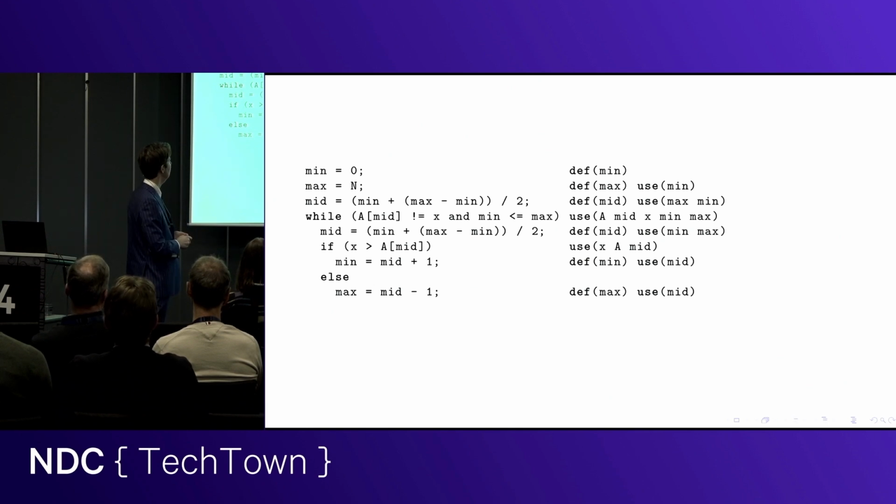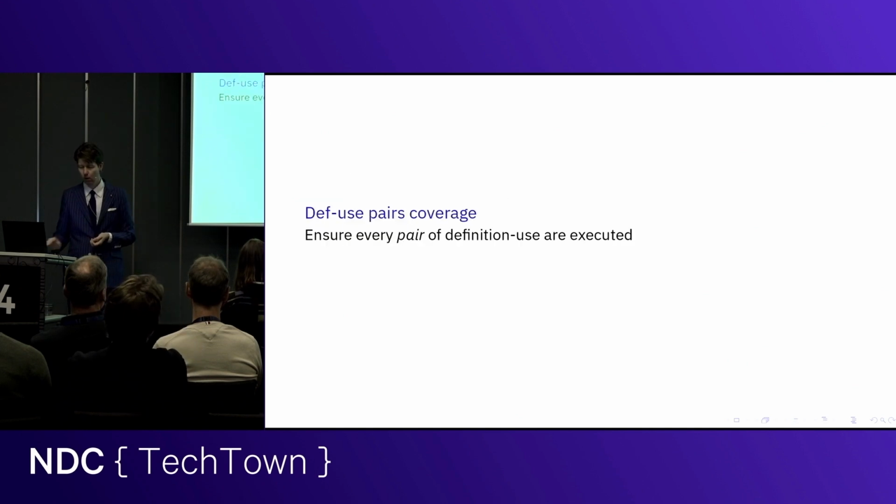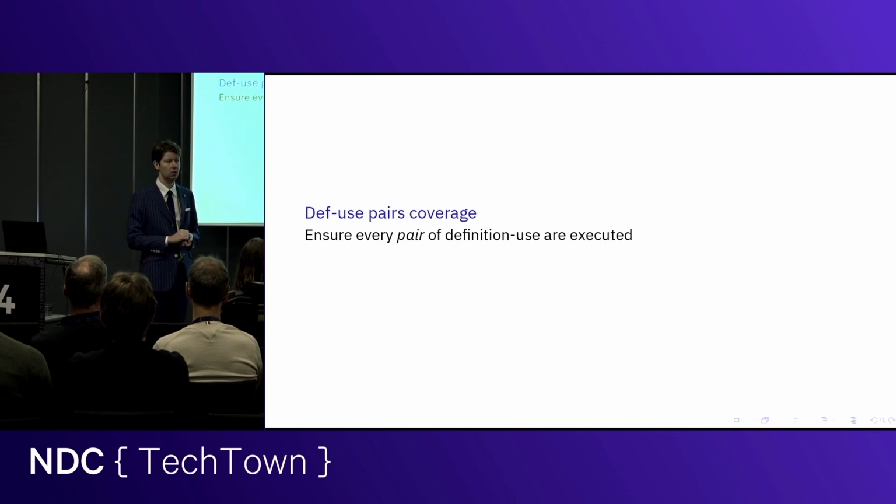Likewise, in the check for the while loop, you will use both a, mid, x, min, and max. And you can see how this goes. So definition use or definition use pair coverage requires you to ensure that every pair of definition uses are executed.